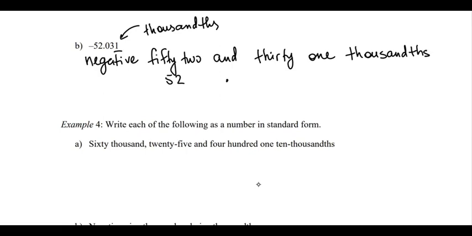So that means when I write that out, I need to make sure that the 1 is going to be in the third digit place. So 0.031.